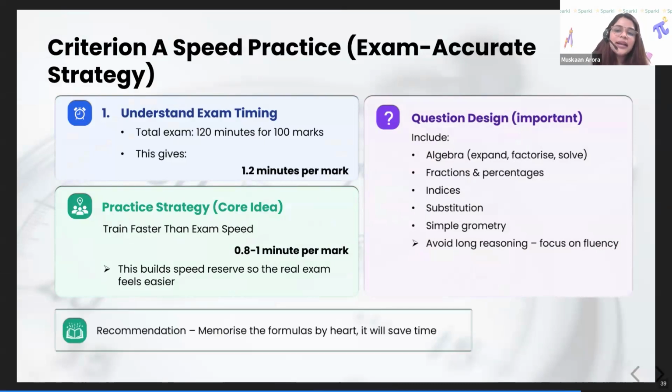A quick tip here is that if you have your formulas memorized, that will be better because you will not end up opening the formula sheet and scrolling down for finding the formula you're supposed to use. That will save a lot of time if you have all your formulas in mind, right?